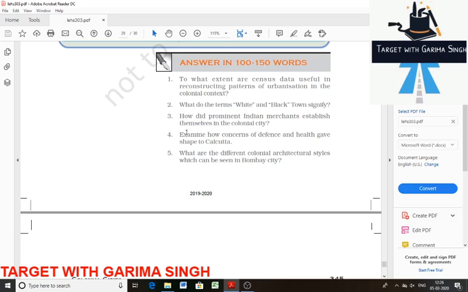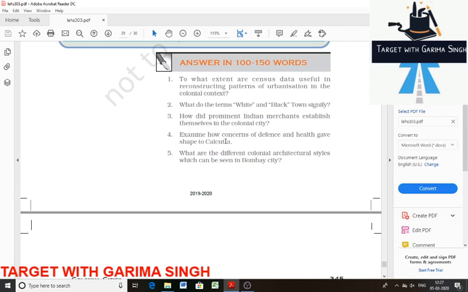Then the fourth is, examine how concerns of defense and wealth gave shape to Calcutta. So Siraj-ud-Daulah, the Nawab of Bengal, in 1756 sacked this small fort from the Britishers. In this fort, the British traders had built it to house their goods. Consequently, when Siraj-ud-Daulah was defeated in the Battle of Plassey, the British built a new fort, Fort William, which could not be easily attacked. Around this, a vast open space was left. This open space was called the Maidan. This was done for security reasons because there would be no obstruction to a straight line of fire from the fort against an advancing enemy army.